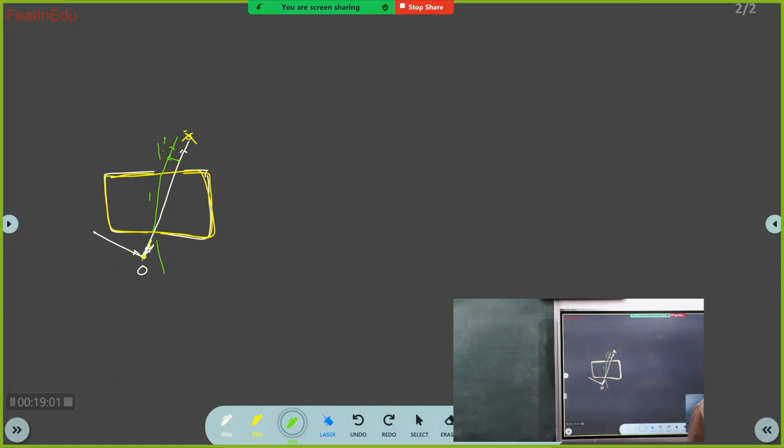Understood? Yes. Lateral shift. Everybody? Yes. Okay.